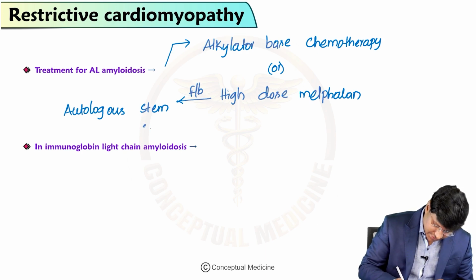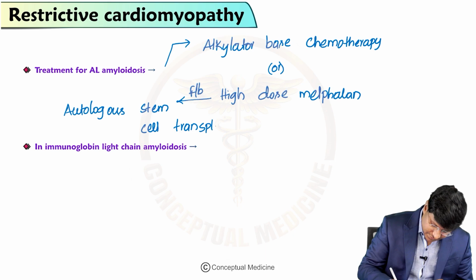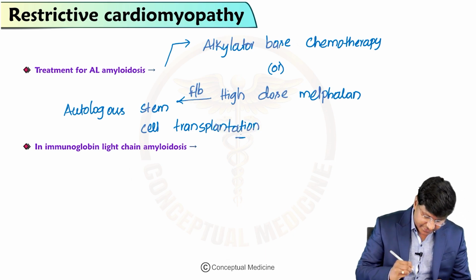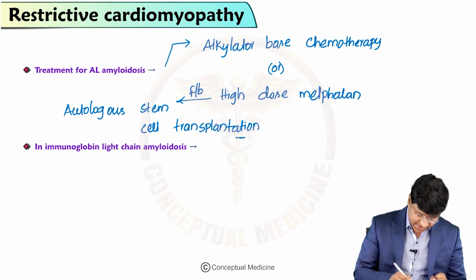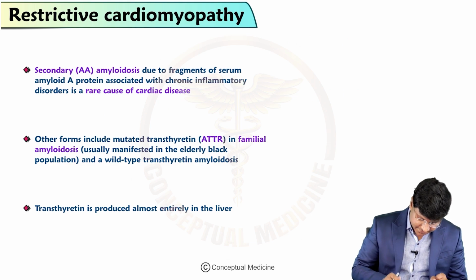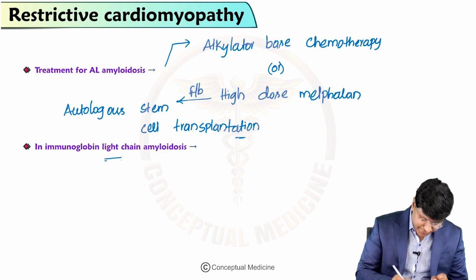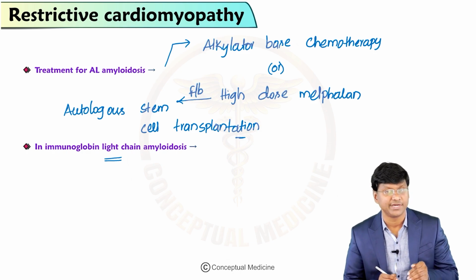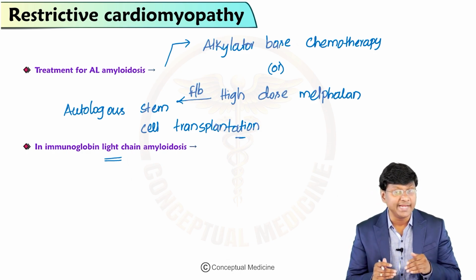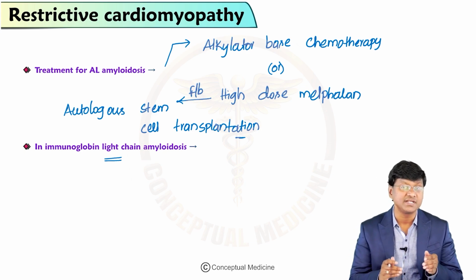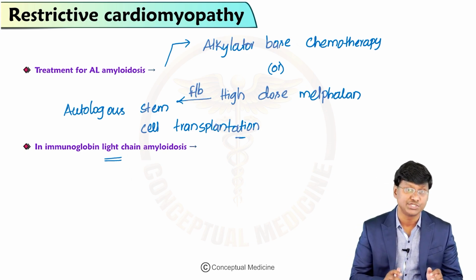Autologous stem cell transplantation will be the treatment for the AL type of amyloidosis. Whereas in immunoglobulin light chain amyloidosis, the treatment is standard or high dose chemotherapy with stem cell rescue, which is often pursued.